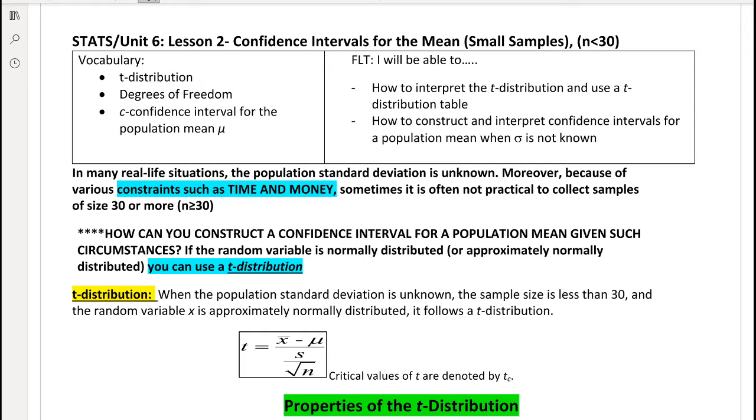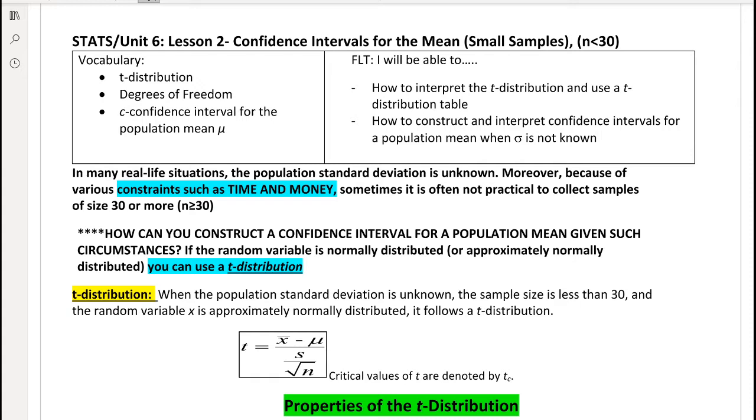And things like time and money can't be put into that, and it just would not be practical to collect all of those sample sizes, or even sometimes not practical to collect sample sizes of 30 or more, right? And for you to do your z distribution, your confidence intervals with that, you need it to be a nice bell-shaped curve. But sometimes that's not the case in the real world scenario. We can't do it for every single one of them.